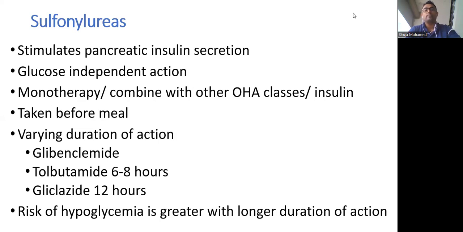It's taken before meals. There are varying durations of action, depending on the generation of sulfonylurea. There are first generation and second generation. So the risk of hypoglycemia is greater with the longer duration of action.